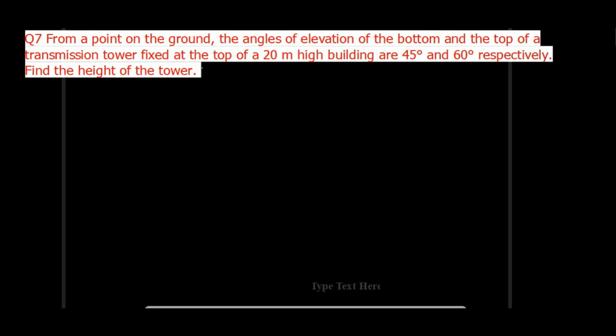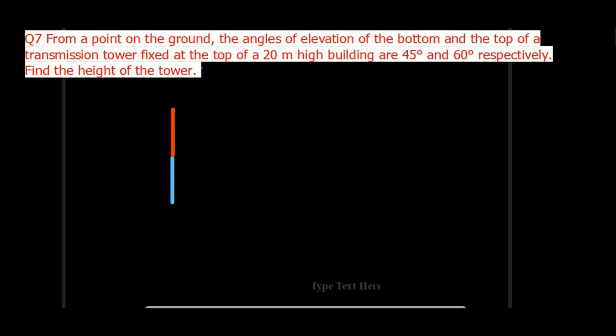Question says, from a point in the ground, the angles of elevation of the bottom and the top of a transmission tower fixed at the top of 20-meter high building are 45 degree and 60 degree respectively. Find the height of the tower. So first we need to draw the figure of this. So let this be the building which is 20-meter high, and on the top of the building there is a tower. Okay, so this is the tower at the top of the building.